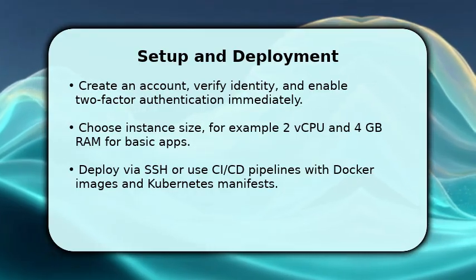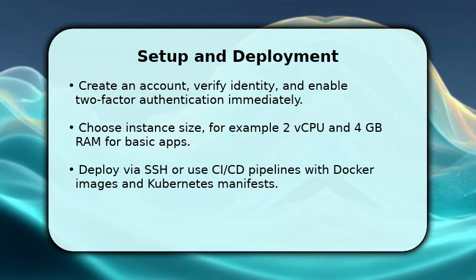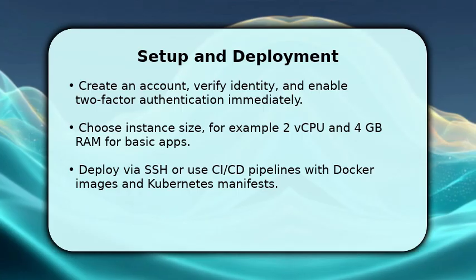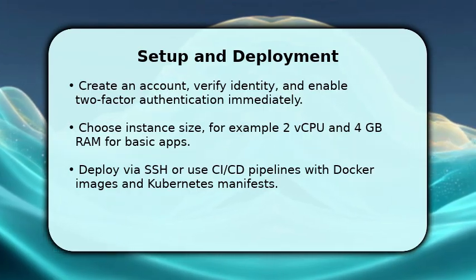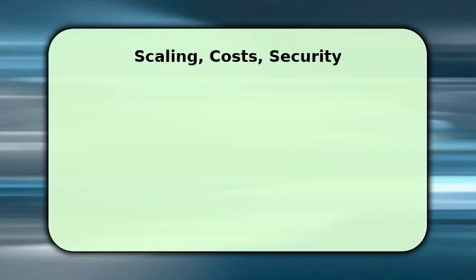Deploy via SSH or use CI/CD pipelines with Docker images and Kubernetes manifests. Test deployment using health checks and probes to ensure readiness and use auto-scaling to add instances when CPU exceeds 70% and remove them below 30%.